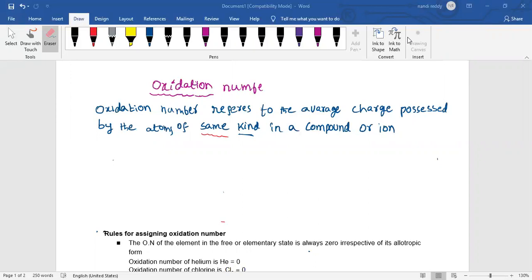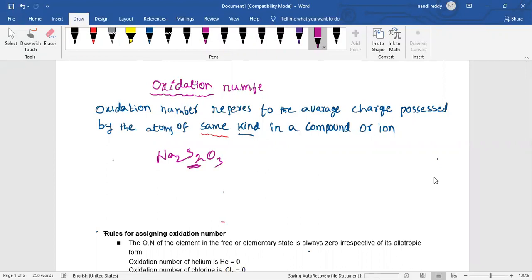Okay, so what is the oxidation number? Mainly, the given definition is that oxidation number refers to the average charge possessed by the atoms of the same kind in a compound or ion. For example, here Na2S2O3. Here the same kind of atoms contain charge. That is what we are going to calculate.